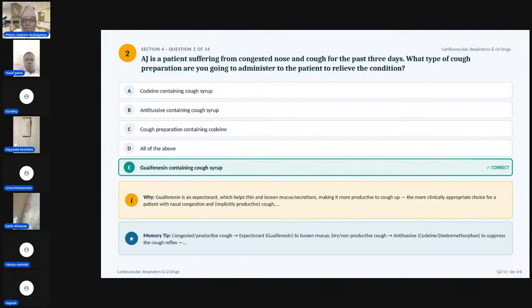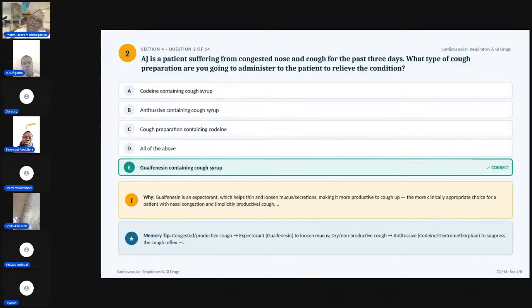Yeah. So the person has a blocked nose, congested nose, and is coughing. So you need something, an expectorant, to bring out that blocked one. To expectorate, that's even an English word. Expectorate means that you're trying to bring out that one that is already clogged there. And of all these things, none of it will do it except guaifenesin, which is an expectorant.